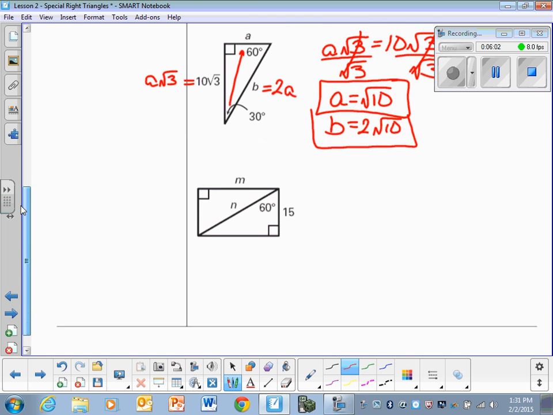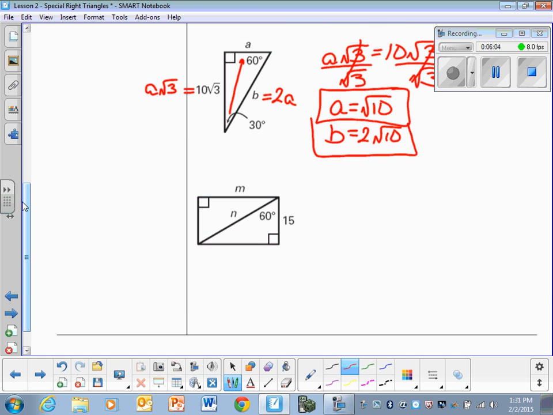Last example on this particular page, we have a rectangle with a diagonal. In this case, it has to be a 30, 60, 90. 15 is my short side. So my hypotenuse is going to be 2 times 15. And my longer side, since this is a rectangle, M, is going to be 15 square root 3. So just writing that nicely: the hypotenuse equals 30, and M equals 15 square root 3.